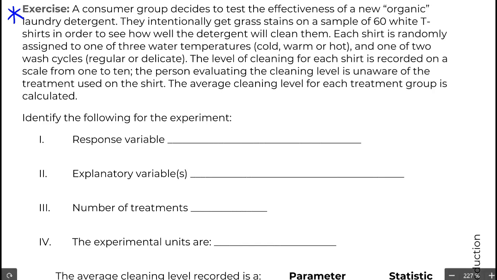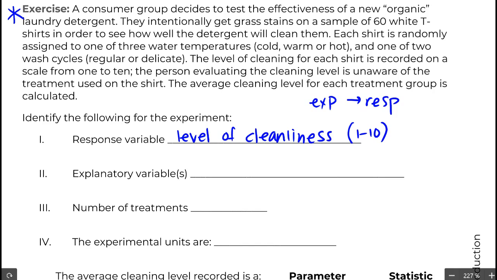So our response, the thing we are interested in at the end, right? Remember, it's explanatory to response, the thing that we think is going to be influenced. Our response is the level of cleanliness of these shirts, or level of cleaning, however you want to call it, which is on a scale of 1 to 10. So it is very subjective.